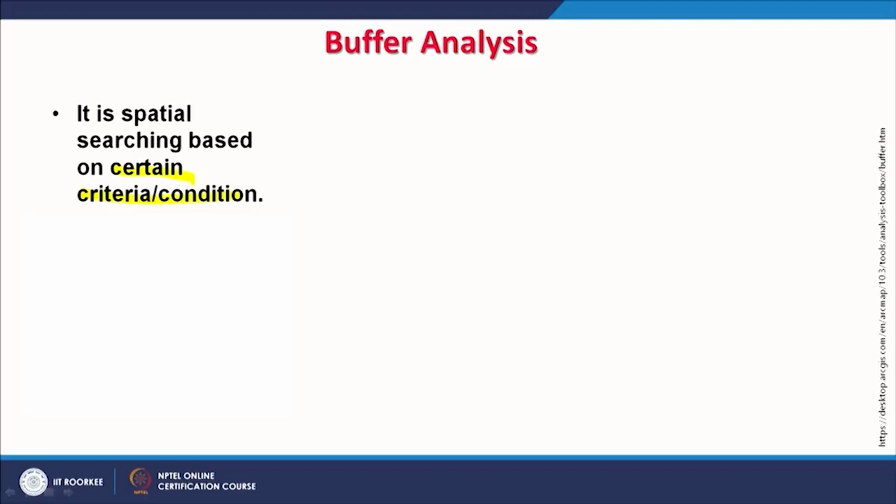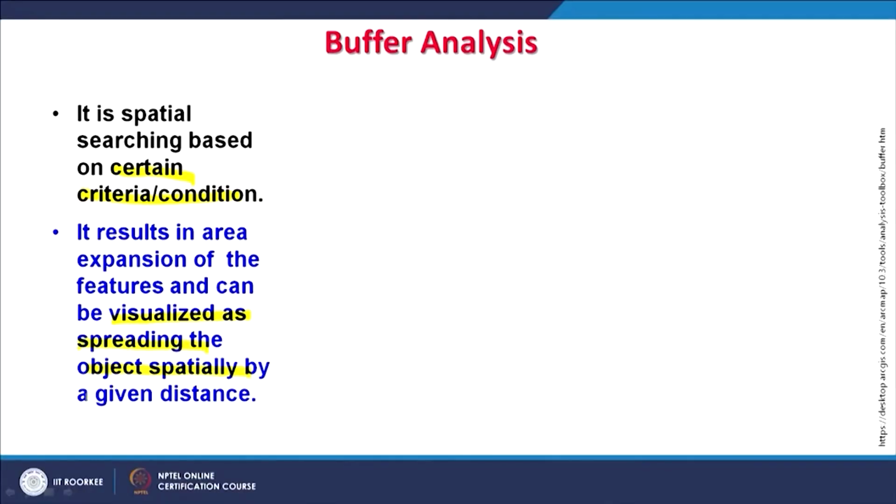So, basically it is a combined function which is a search function in the neighborhood, and again based on certain criteria or conditions we put while creating a buffer, and buffers can be created around a point or polyline and polygon, etc. When we go for a buffer analysis, it creates an area expansion, widening the area of the feature, may be point, line, polyline or polygon, and then we can visualize it as a spreading object, especially by a given distance, and this distance we have to provide as user, how much expansion in a particular feature we want.